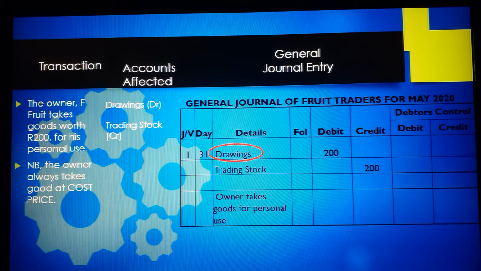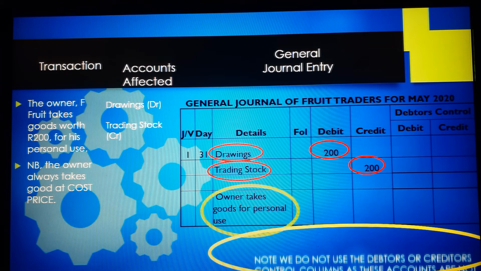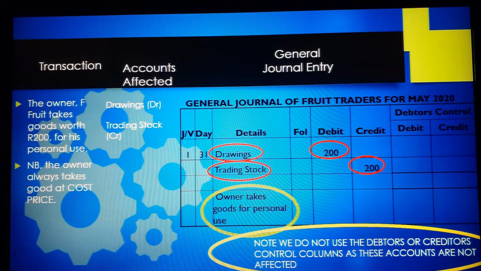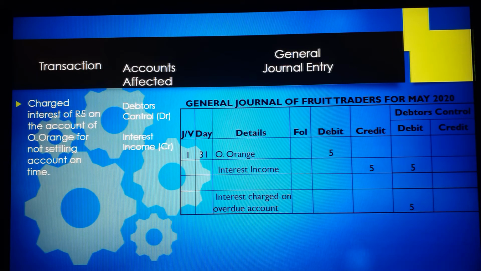Therefore, drawings is debited, trading stock is credited, and as you can see, we only enter the amounts in the debit and credit column. We write our narration, and if we look at debtors control or creditors control, these columns are not affected because those accounts were not affected in the transaction. We therefore do not use the debtors and creditors control columns.